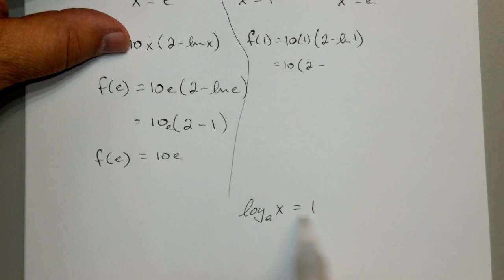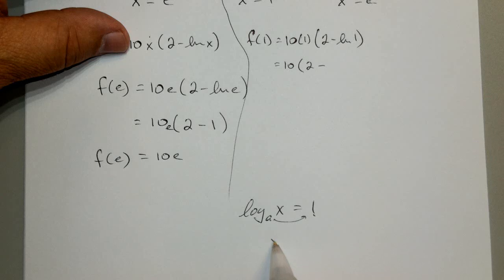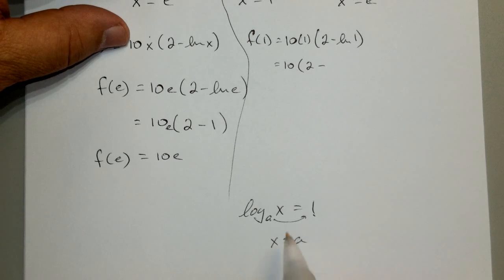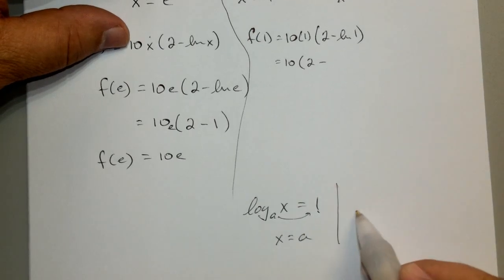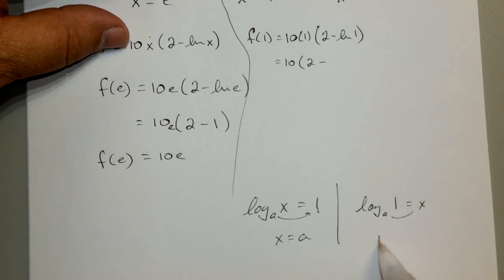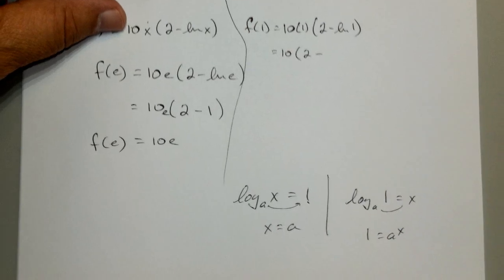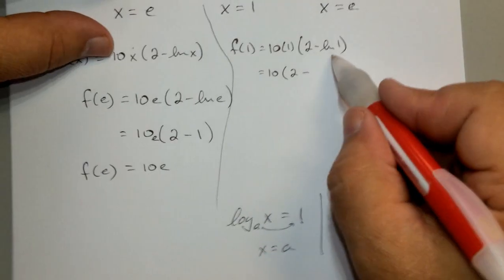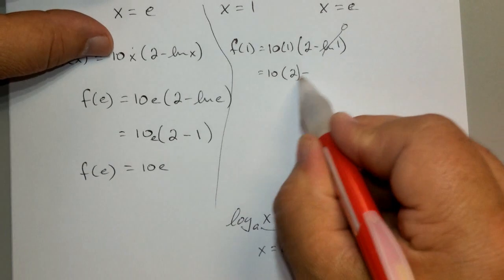Log base anything of x equals 1. That's that one. But now, log base a of 1 is equal to x. The only way that's true is if x is equal to 0. So ln 1 is 0.